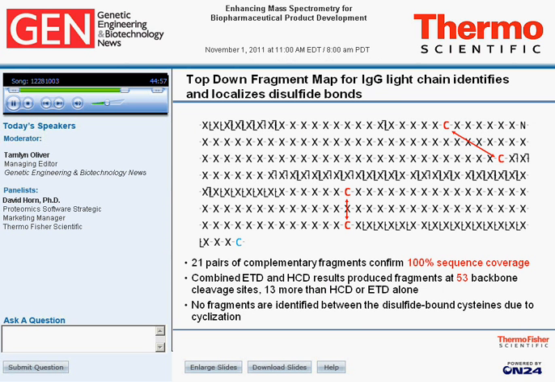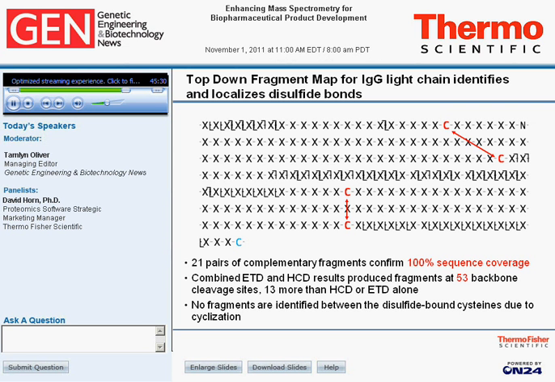So here's a zoom in of the top-down fragment map. The known disulfides for the light chain are shown over the sequence, and the fragments actually match that. Turns out across both the ETD and the HCD, there are 21 pairs of complementary fragments, and these confirm 100% sequence coverage. So we got 100% sequence coverage on the sequence without running another experiment. If you are running your intact protein, you do automatic triggering of MSMS, you will get this type of sequence information at the same time you're measuring the intact mass, and that's one experiment.